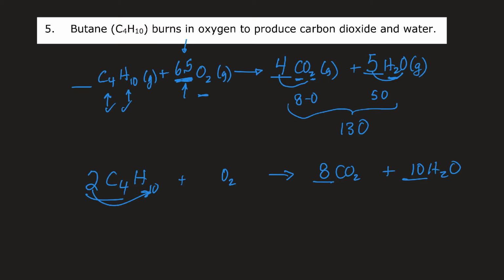Now let's count up oxygens. 8 times 2 would be 16 oxygens, and then I have another 10 oxygens. So altogether on the right side I have 20 oxygens. So the number I need to put in front of there would be half of that, or 13. There we go. Now that reaction is balanced.